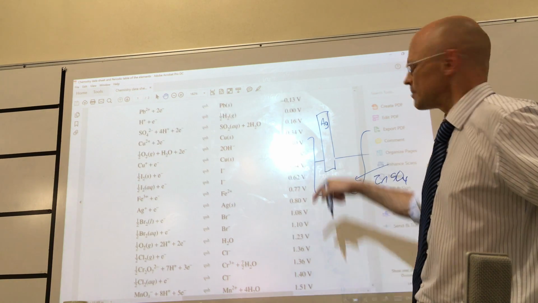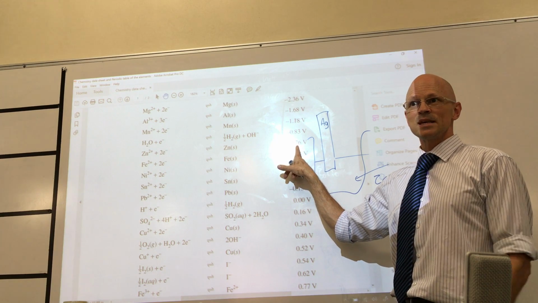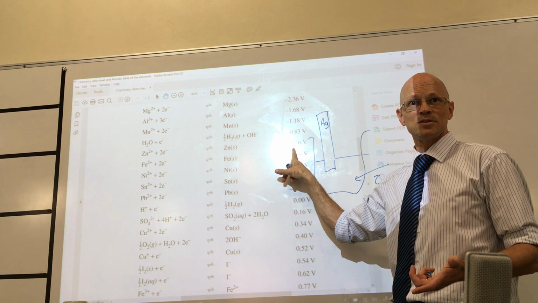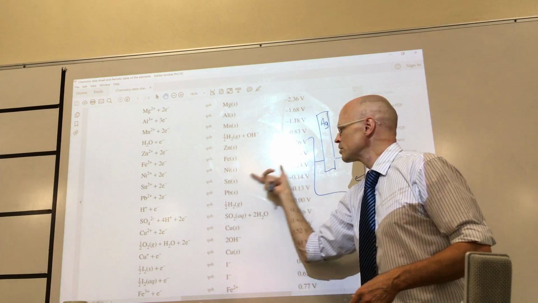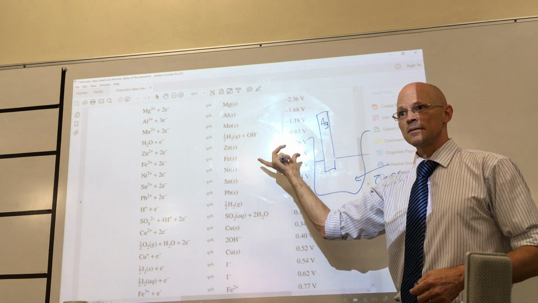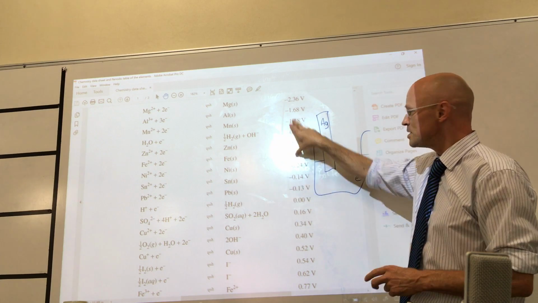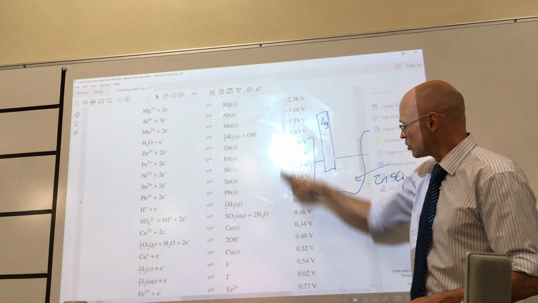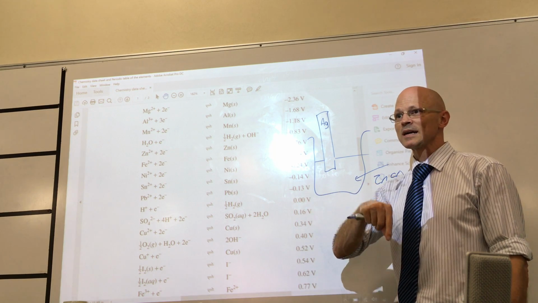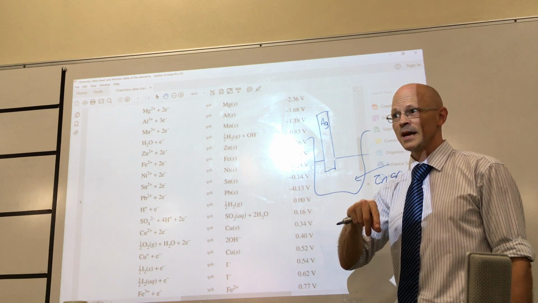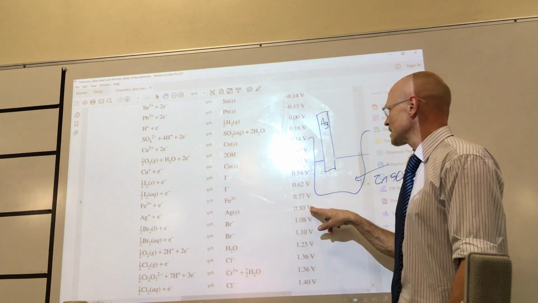If I go up to zinc, zinc is minus 0.76, which means it's very unlikely to be reduced. How can something be minus? We're going to come to that when we look at the standard hydrogen cell. But we'll be using these numbers later. At the moment, the more positive the number, the more likely it is to be reduced. So in this case, silver is much more likely to be reduced.